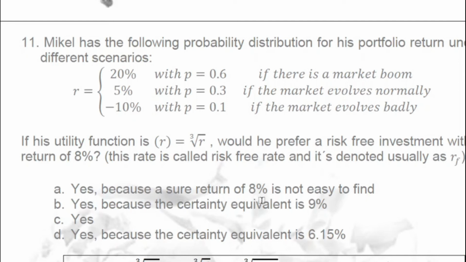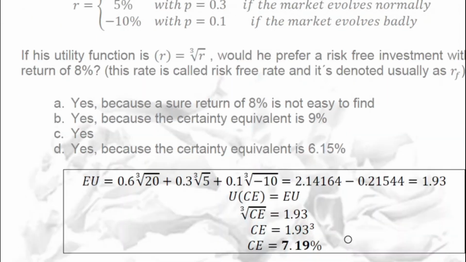Yes, because a sure return of 8% is not easy to find. It doesn't seem to be the correct answer, of course. Yes, because the certainty equivalent is 9%. Yes, or yes, because the certainty equivalent is 6.15%. So it's quite clear that we need to find the certainty equivalent. We know that the certainty equivalent comes from this formula. We need to calculate the expected utility first.